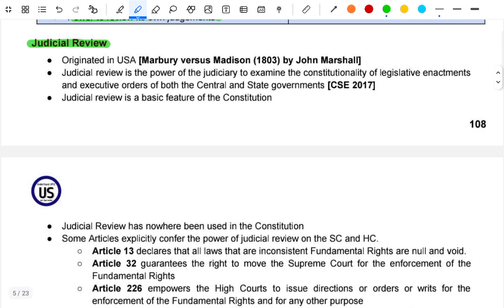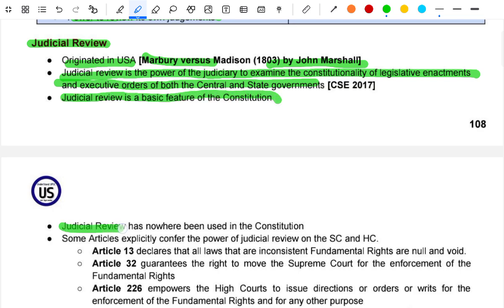Judicial review originated in the USA, in Marbury versus Madison, 1803, by Justice John Marshall. Judicial review is the power of the judiciary to examine the constitutionality of legislative enactments and executive orders of both central and state governments. Judicial review is a basic feature of the Constitution.